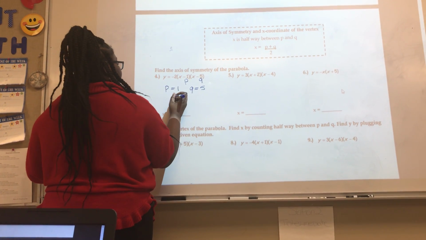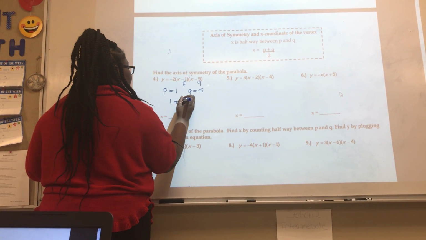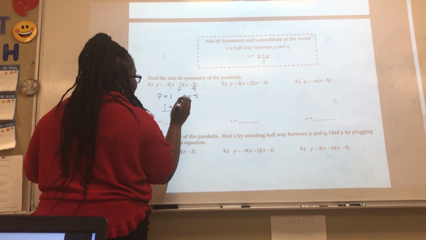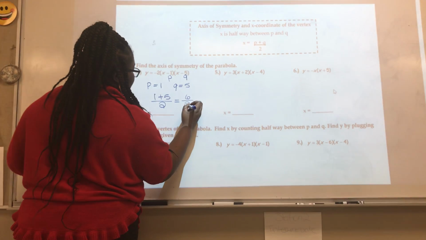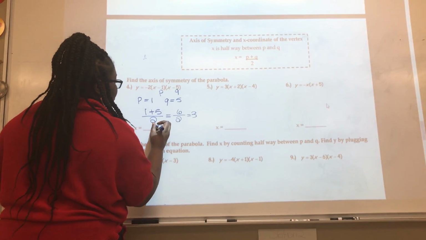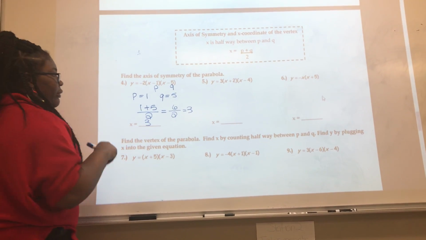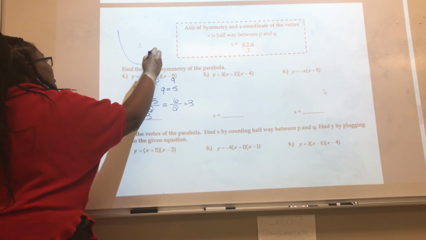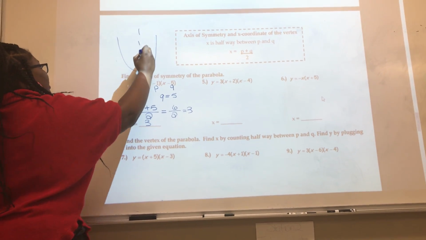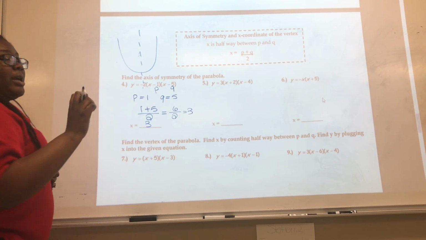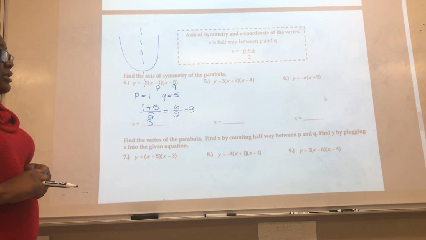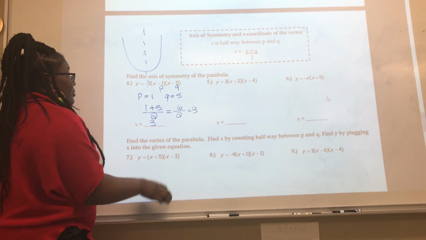I'm going to add my p and q, 1 plus 5, and put it all over 2 to find my axis of symmetry. 1 plus 5, that's 6, divided by 2. 6 divided by 2 is 3. So my axis of symmetry is 3. Remember that axis of symmetry is the line that splits your parabola down the middle. So you want to make sure that you find the correct axis of symmetry because that's going to lead you to find your right vertex later on in this model.